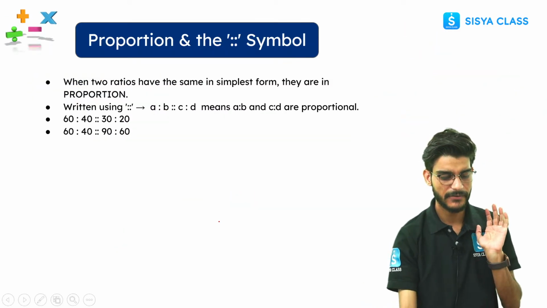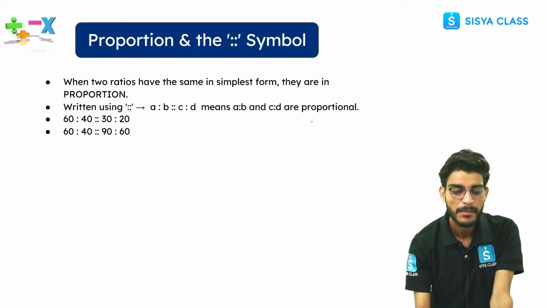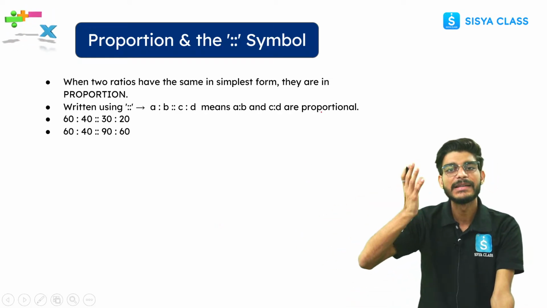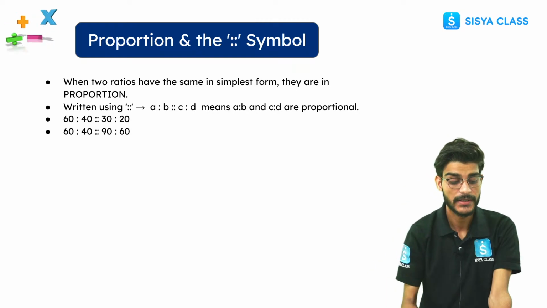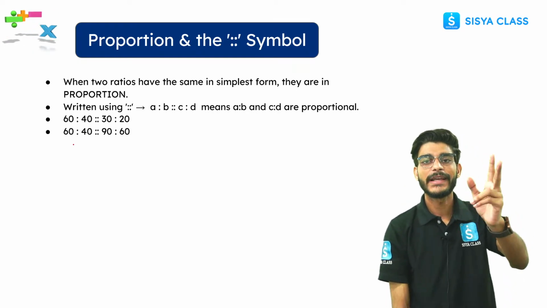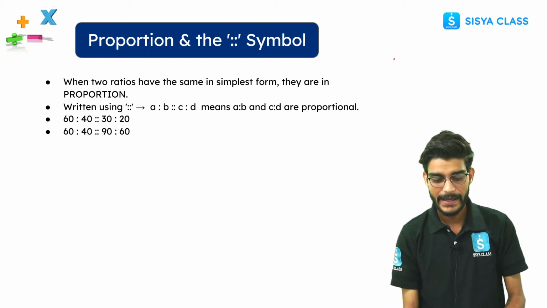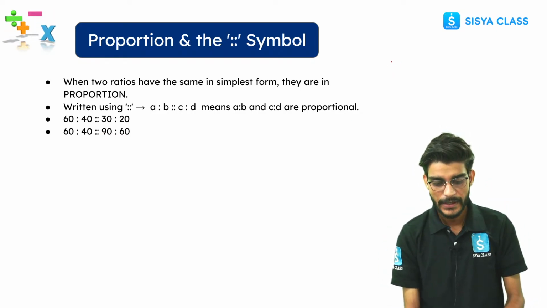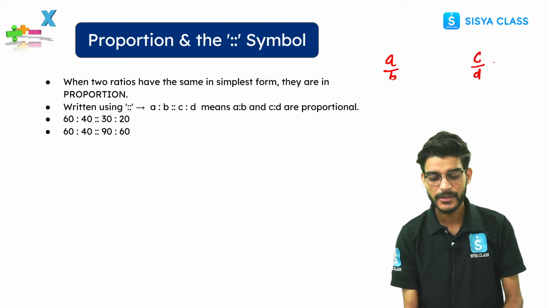I hope this is clear. Very simple. Now let's move on to the proportional symbol. What is the symbol that we give to the proportional? Suppose we want the proportionality between two ratios like A upon B and C upon D. These are the two ratios we have.